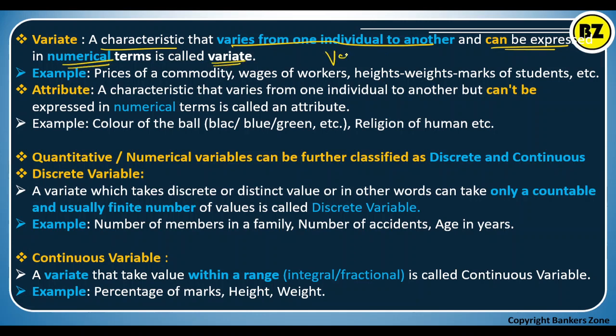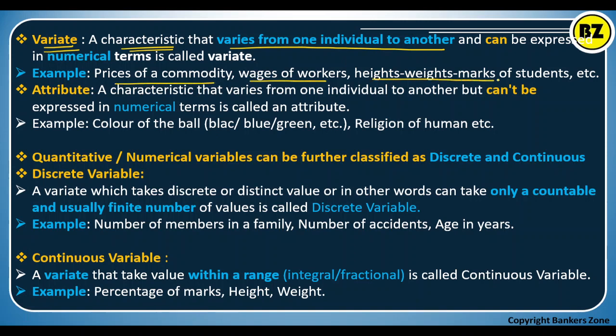See, variable. You often use the term variable. What do you mean by variable? It means it varies from one to another. In the same way, remember variate: it is a characteristic that varies from one to another. For example, price of a commodity, wages of a worker, height, weight and marks of a student, etc. So what is a variate? A variate is a characteristic that varies from one to another.